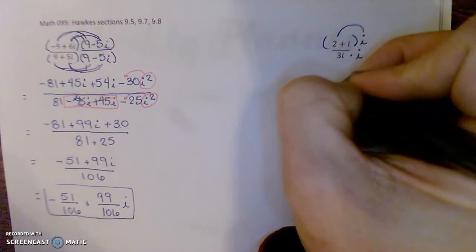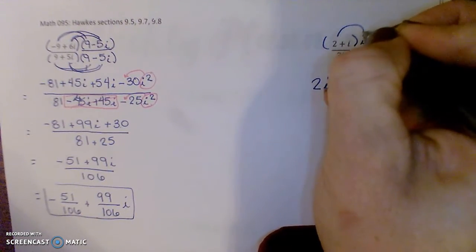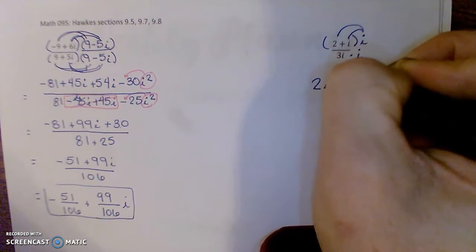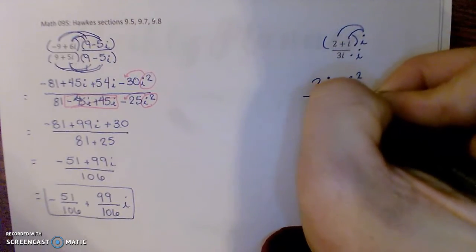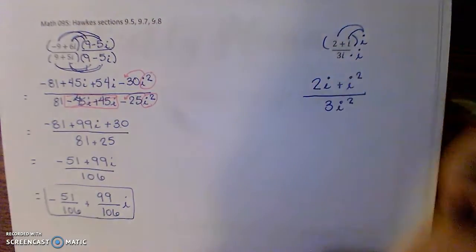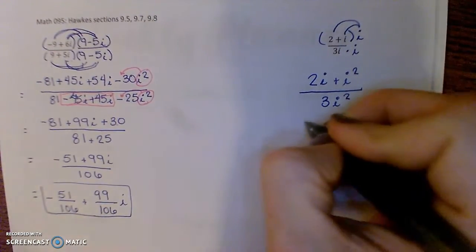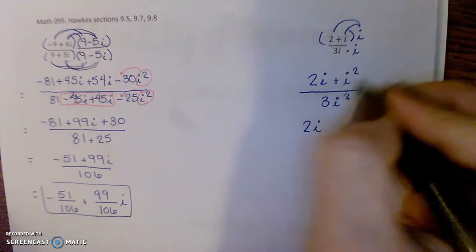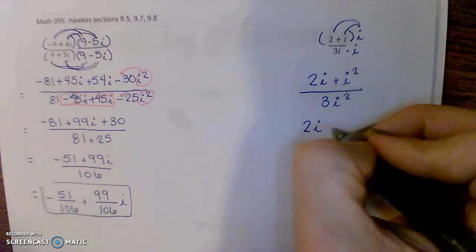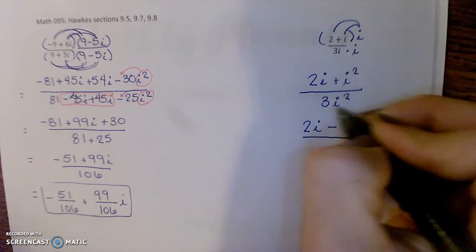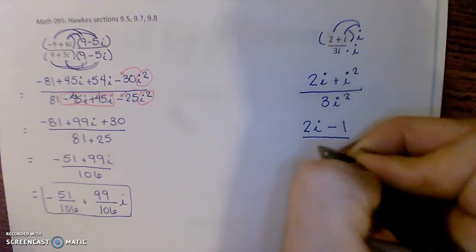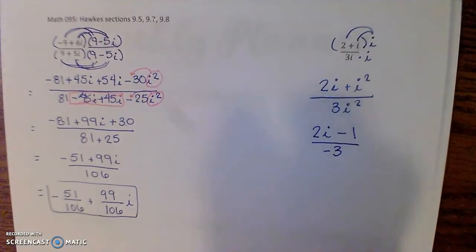2 times i gives 2i, plus i times i is i squared, all over 3i times i, which is 3i squared. So now I can simplify this. What do I have? 2i. i squared is just negative 1, so I could say minus 1. All over 3i squared. i squared is negative 1, so this is negative 3.